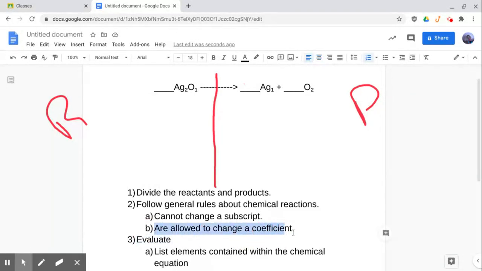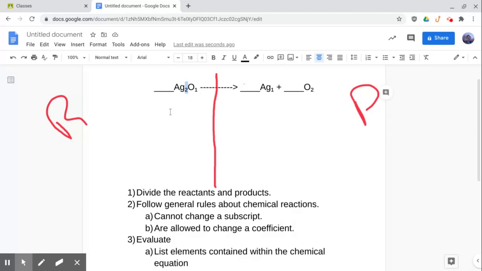You are only allowed to change coefficients. So where these little dashed lines are right here, you can add a 2, a 3, a 4, a 609. It doesn't matter what you add, because you're adding more. You're not changing the molecular structure. You're only changing the amount that you're putting into a chemical equation. So you cannot change a subscript, but you can change a coefficient.